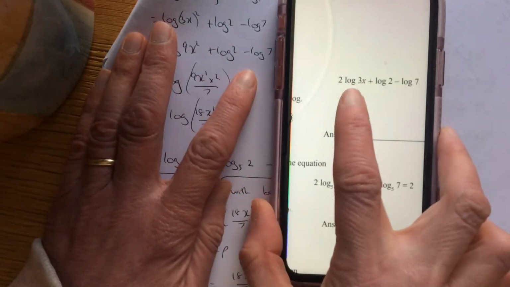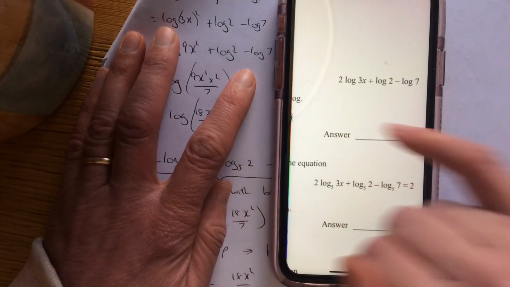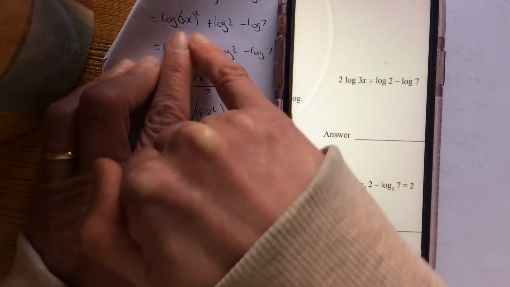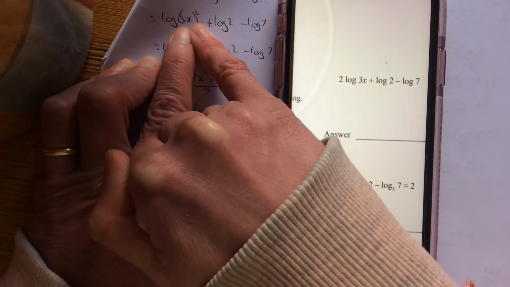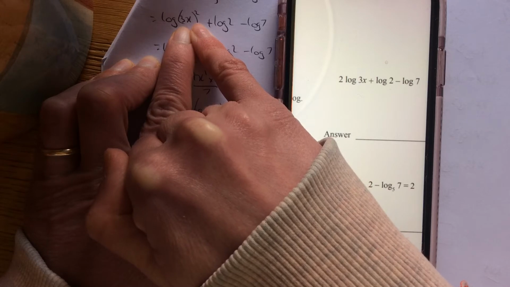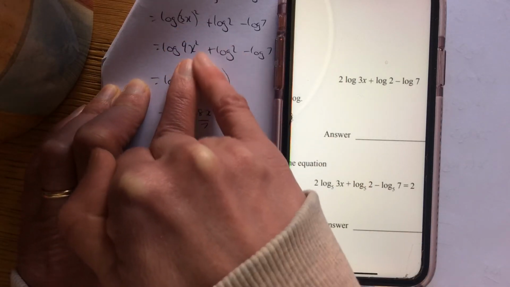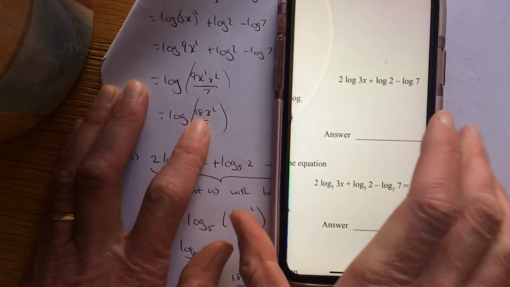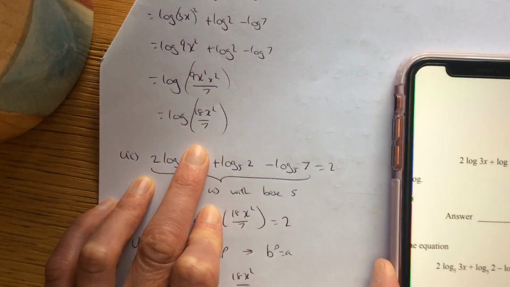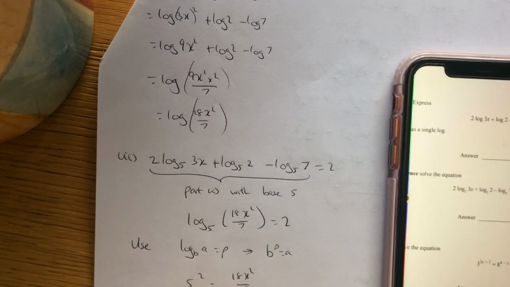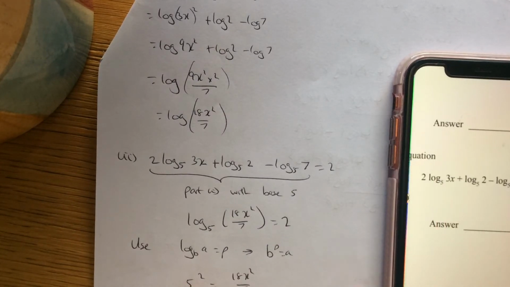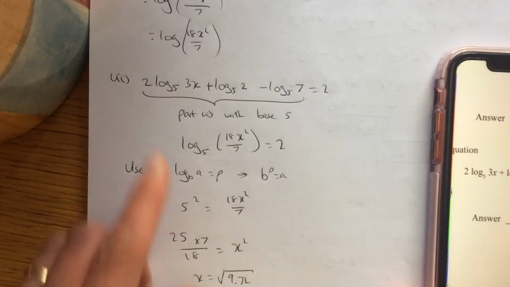This is playing around with log rules. So bring your power up. Make sure it becomes 9x squared. When you're adding, you can multiply them. So that's 9x squared times 2. Divide it by 7. And just tidying that up there. The next we want is to solve the equation. Right, we've got to tidy this up.